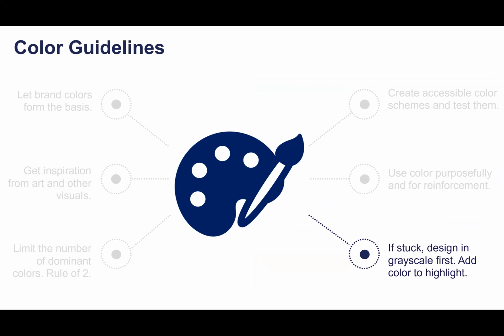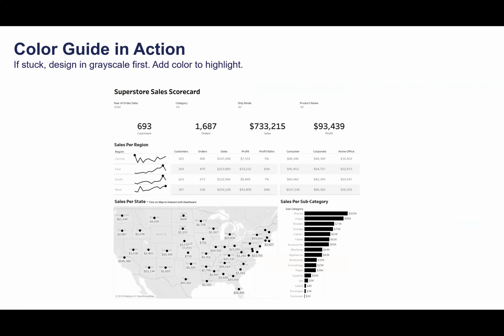Last but not least, for colors, if you are stuck, design in grayscale first and then add color to highlight. So I'll walk you all through that one. Here's an example of the dashboard that we've created that is designed in grayscale. I have no color associated with it. I created the charts and I placed it in the template and I didn't add color to it. So let's start adding some color to it.